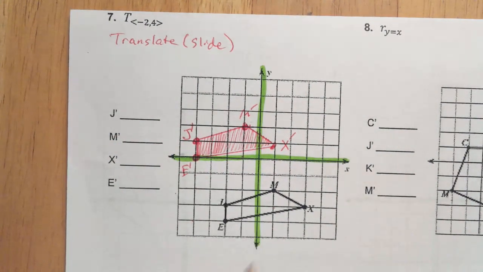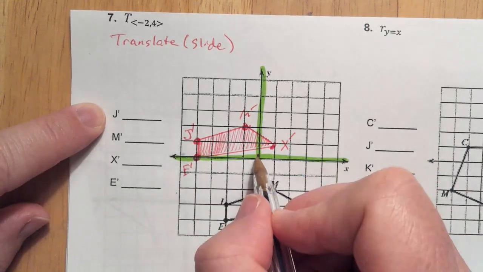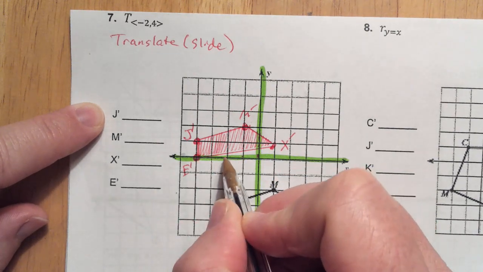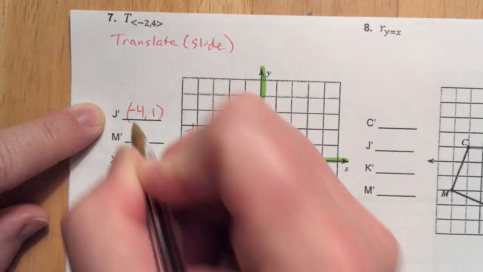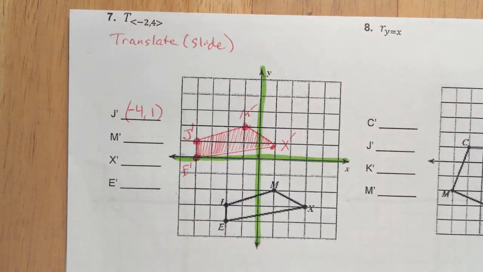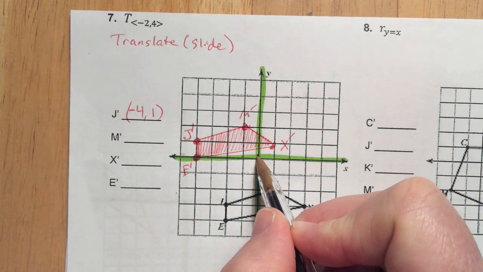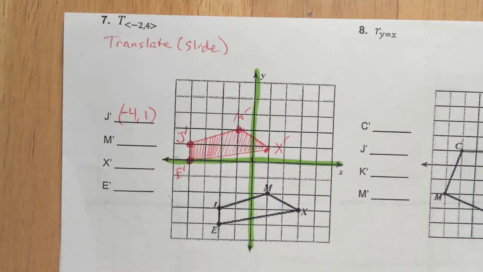So we're going to take each letter, and if this is 0, 0, where's J? J is at negative 1, 2, 3, 4. So negative 4, comma, positive 1. And you would just continue with all the other points. So letting this be 0, 0, because it is, and then finding all the different coordinates.